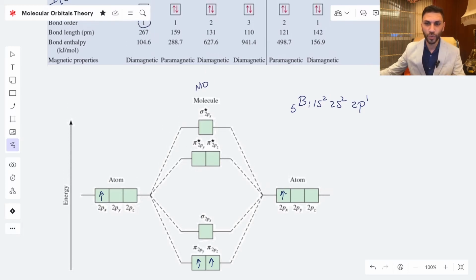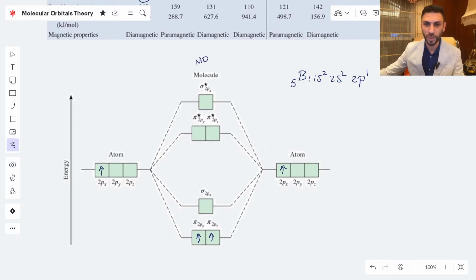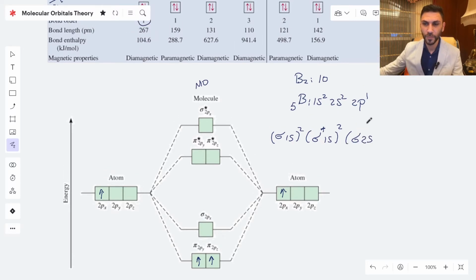Now, how can we do the electron configuration? We always start with sigma 1s, and we have 2 electrons. Then we have anti-sigma, or sigma star, for the 1s. Also, we have 2 electrons, because here for B2 the total number of electrons is 10, since it's 5 each. So after sigma 1s, we have sigma 2s, and we have 2 electrons. After sigma 2s, we have sigma star 2s, and we have 2 electrons.